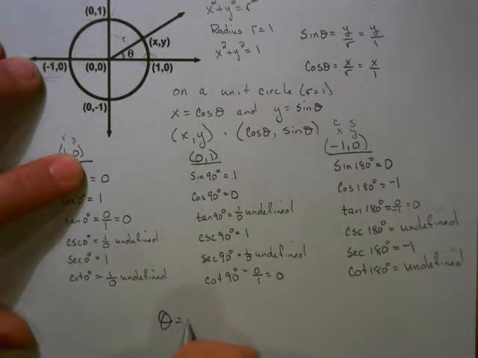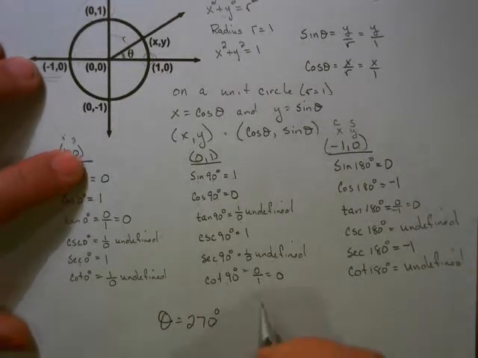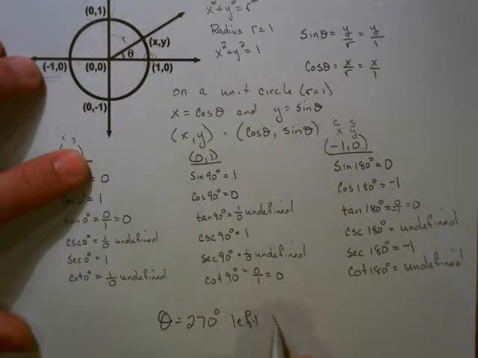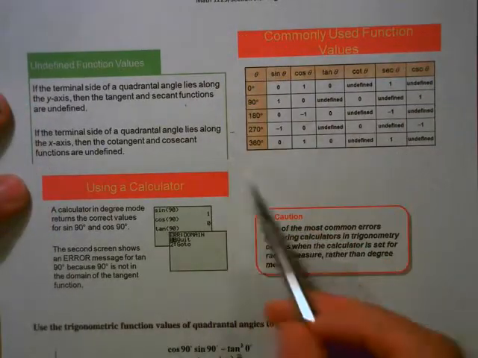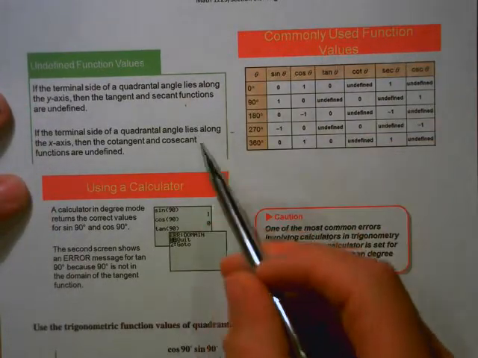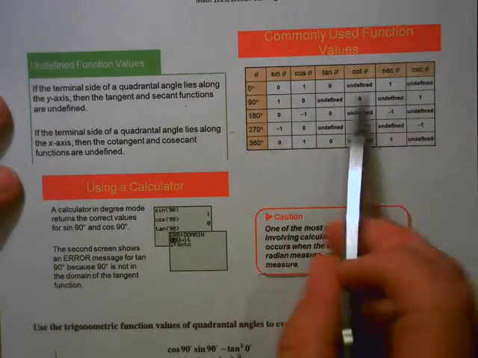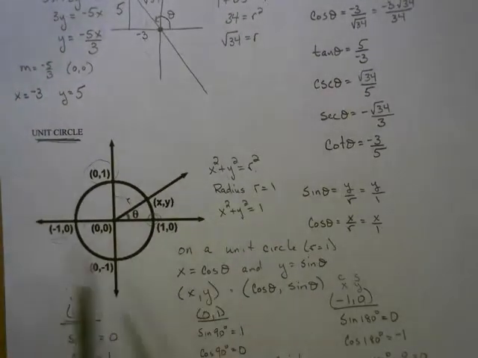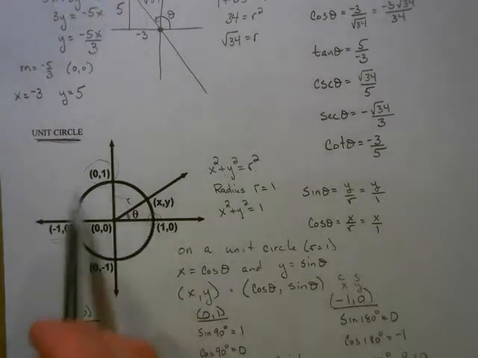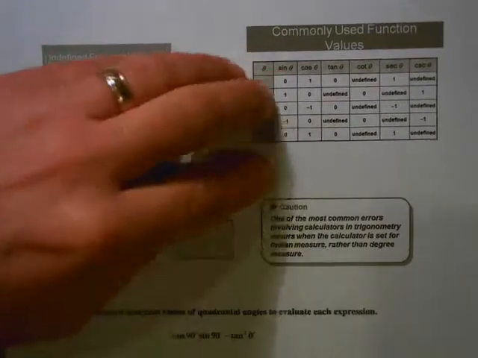So if theta equals 270 degrees, that one's left to you. But if you were to look in your book, that's where all these values are coming from. So I'm not asking you to memorize these values. If you can draw your unit circle as you come through, draw that unit circle, and you're going to be able to find the value of all these.